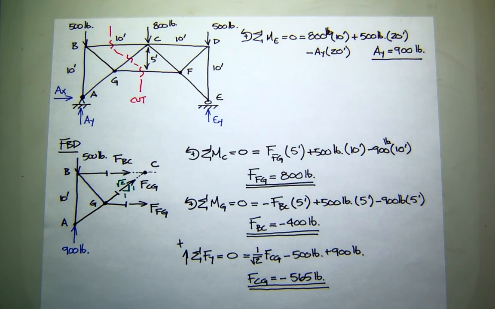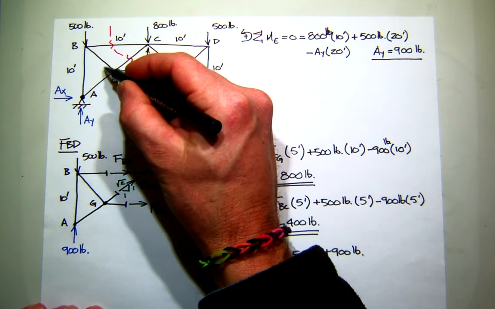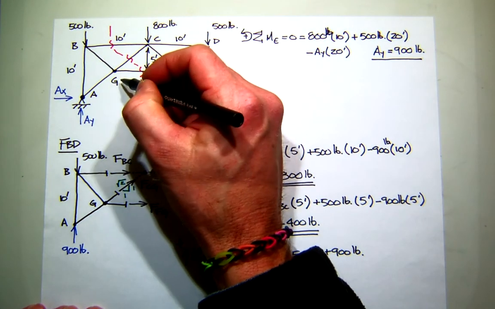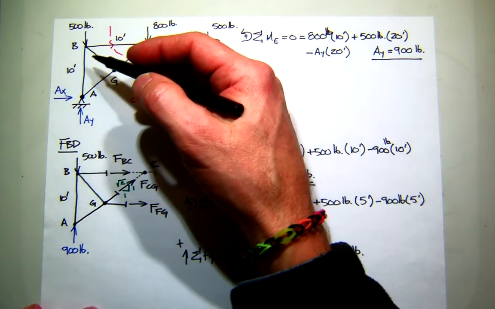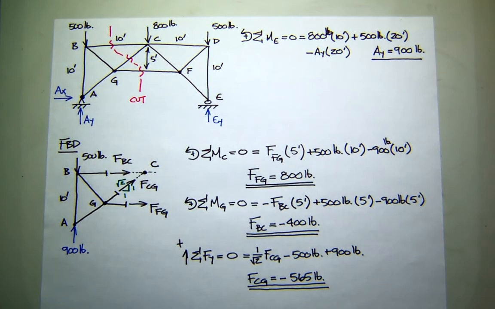Is BG a zero force member? BG? No. We solved for BG, didn't we? Oh, you said BG, I'm sorry. BG would not necessarily be a zero force member. If you look at G, you can see it's 1, 2, 3, 4 members connecting. If you look at the other side, it's 3. So it doesn't fall into any of the classic cases that we talked about, case 1 and case 2. Okay, so I'll stop this here now.